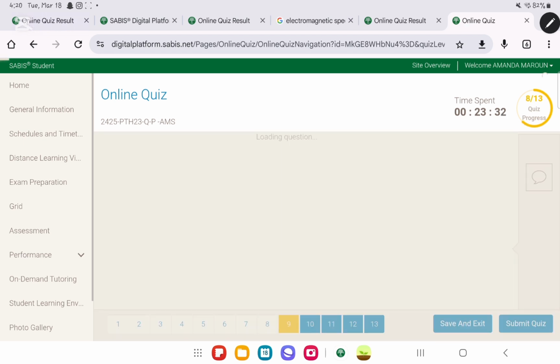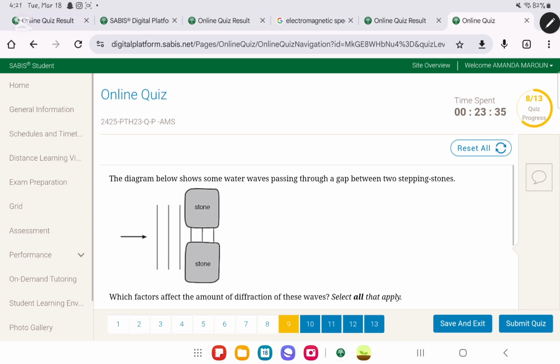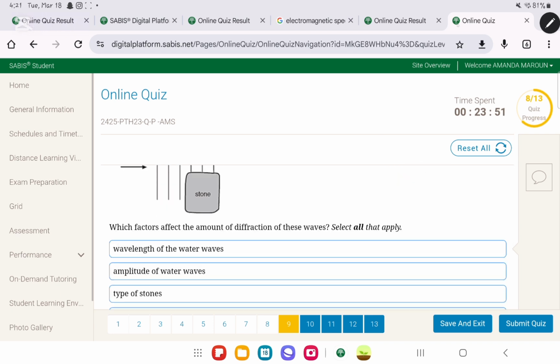Okay, we move on to question number 9. In question number 9, they said, the diagram below shows some water waves passing through a gap between two stepping stones. So when water waves pass through a gap between two stepping stones, this is called diffraction, first of all. And they said, what factors affect the amount of diffraction?